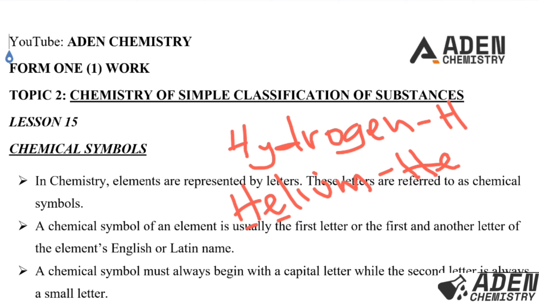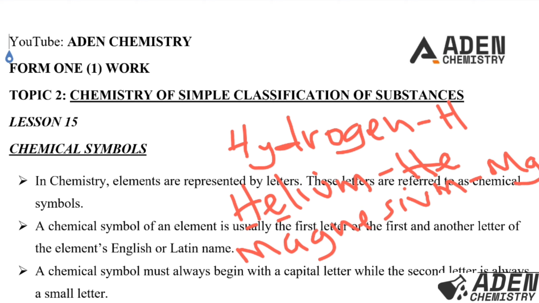It may happen that we talk about an element like magnesium. The chemical symbol of magnesium is Mg. What do we mean by that? We mean that the first letter of magnesium is M, capital letter here. Then the second letter is taken from the third letter in the element's English name. That's what we are going to have, Mg.